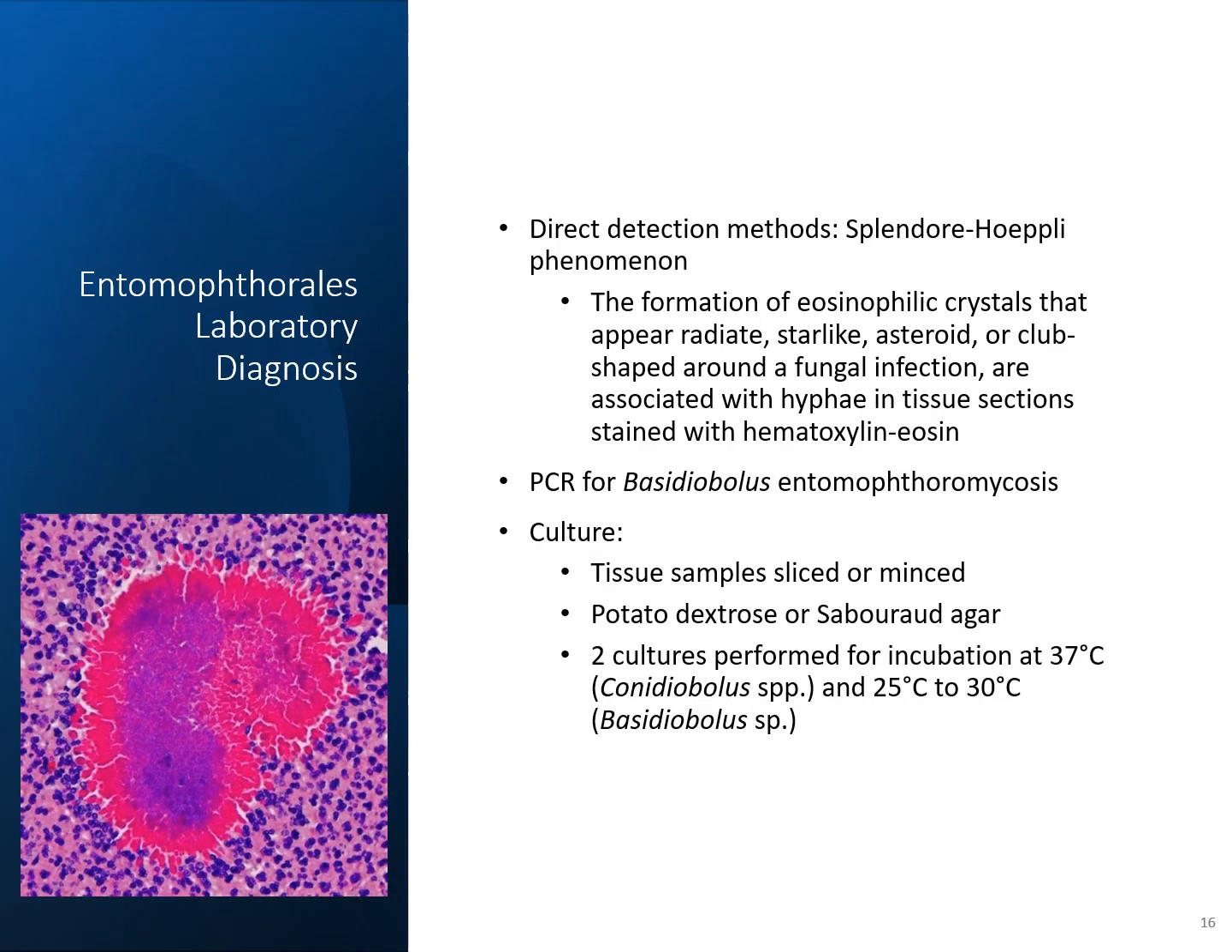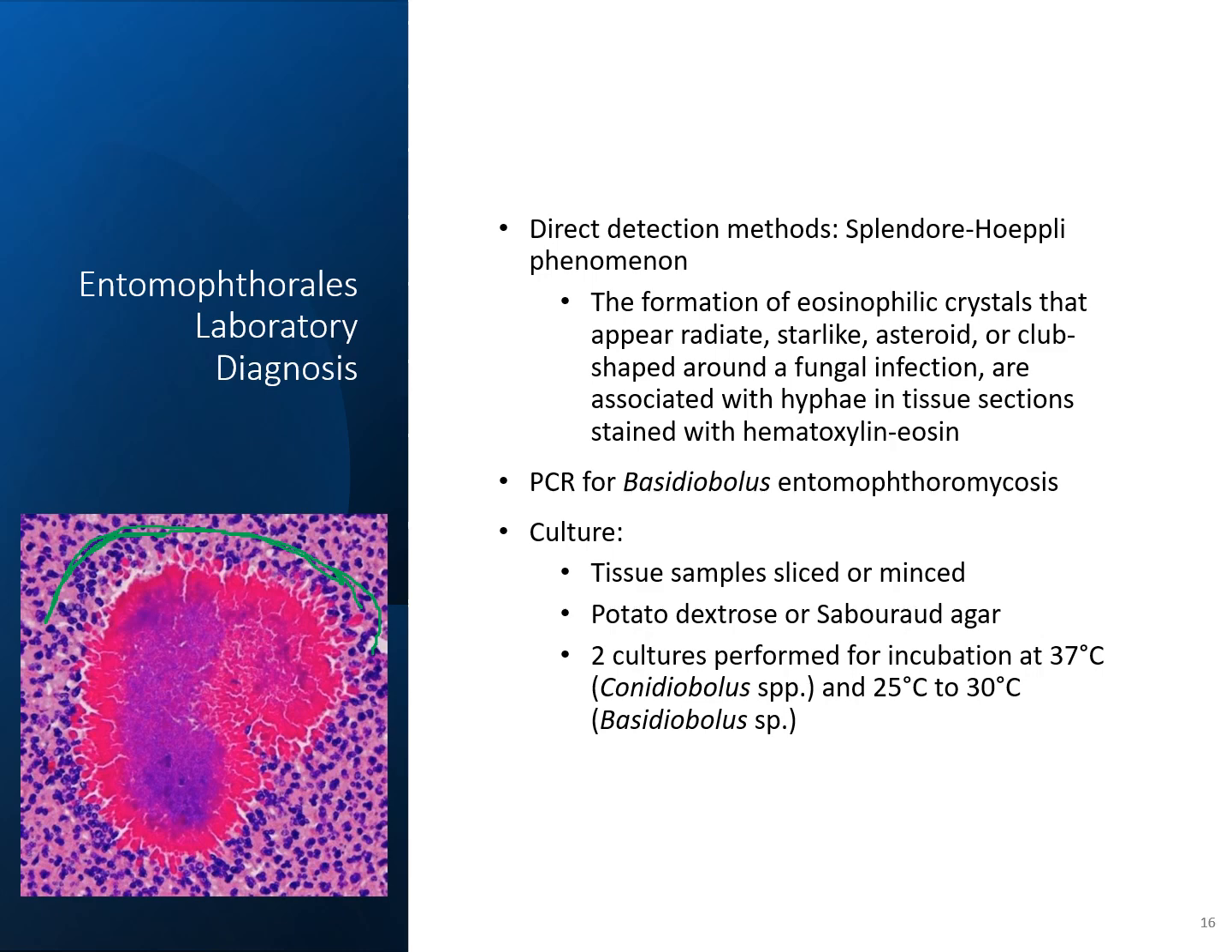Entomophthoromycosis may be diagnosed based on a direct detection method where the tissue itself is examined for the Splendore-Hoeppli phenomenon, which is where you get this little eosinophilic appearance around the edges, where you have these little crystals around the edges that gives it sort of a star-like or asteroid look. So you see that pink eosinophilic color.